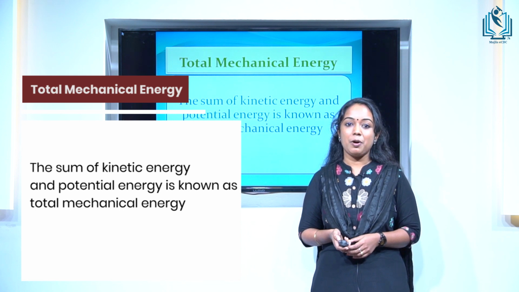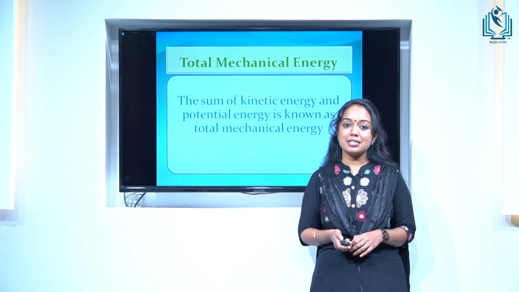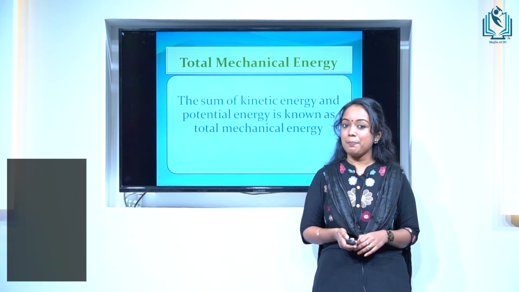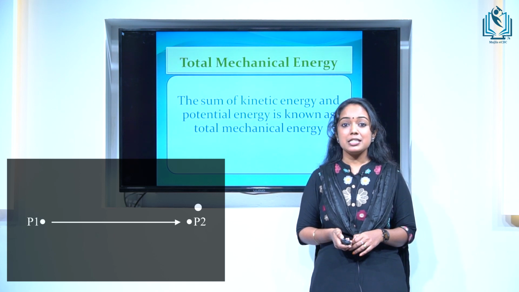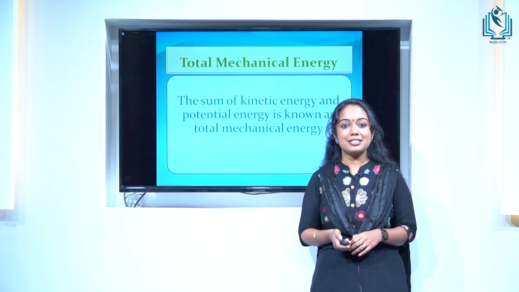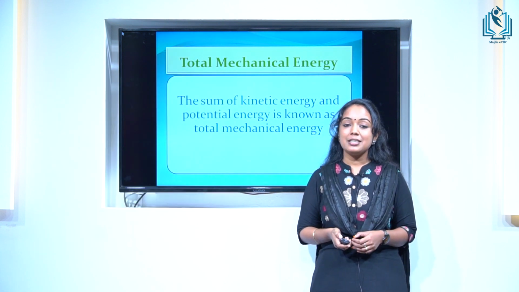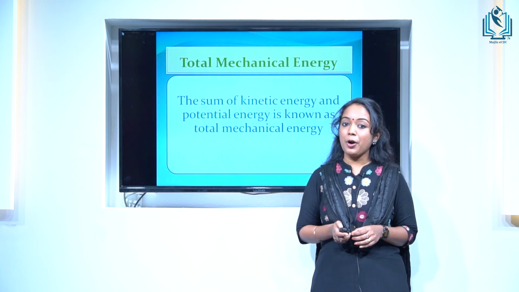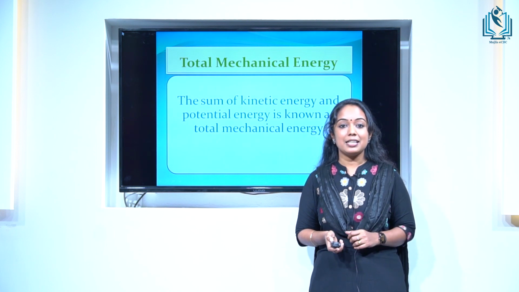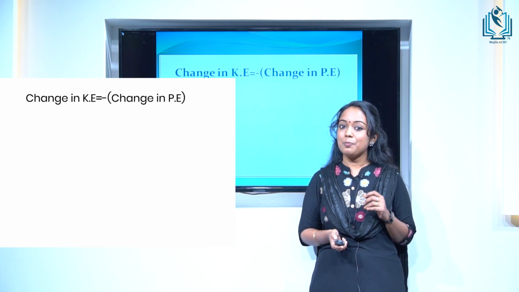Here we are going to study the conservative nature of this total mechanical energy. For that, consider 2 points in a conservative force field, that is P1 and P2. Let a particle move from P1 to P2. As the particle moves, its potential energy decreases and kinetic energy increases. We can measure the change in potential energy and change in kinetic energy between the 2 points. From the measurement, it is clear that change in kinetic energy is equal and opposite to change in potential energy.